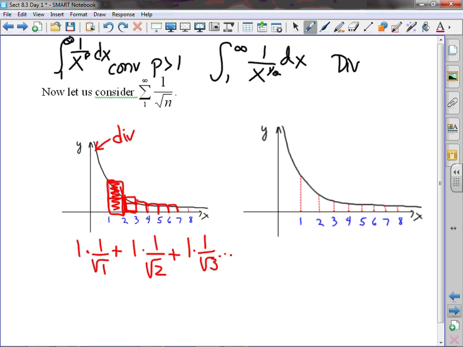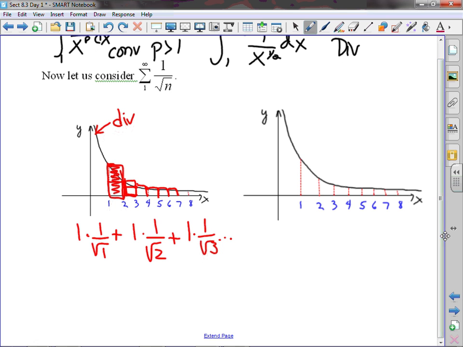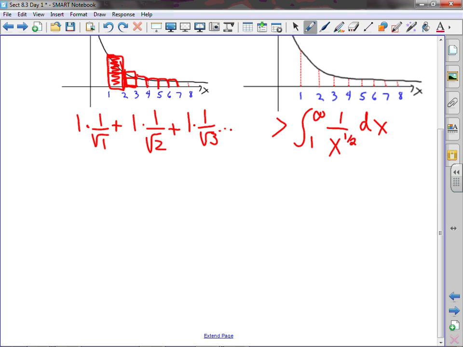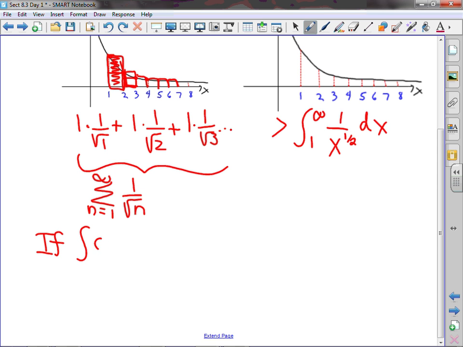But do you recognize what the left side is? Clearly, this is bigger than the area. Remember, an integral is an area from 1 to infinity of 1 over x to the 1/2 dx. But what is this? This is the summation of 1 over the square root of n, and n starts with 1 to infinity. If I were to write out the terms of that series, that's what I get. I'm just using areas to show it. So all I'm trying to do is justify the integral test. That's all I'm trying to do: if the integral converges, the series converges.